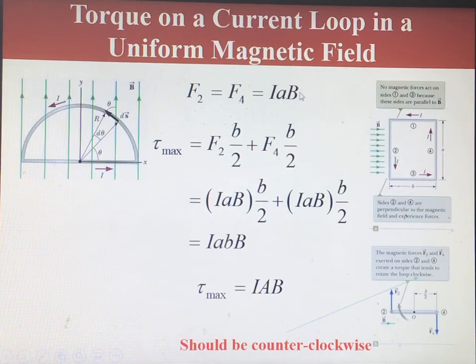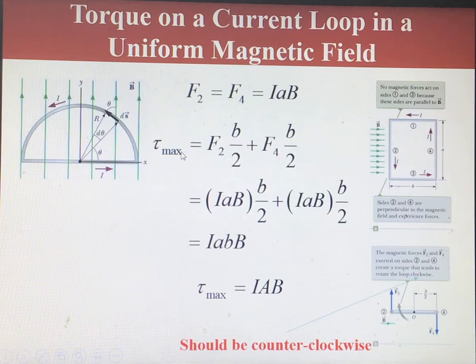Now notice that there was supposed to be a sine of theta right here, but because the angle is 90 degrees, sine of 90 degrees is just equal to 1. And so the magnitude of the force is just I times A times the strength of the magnetic field. Now I can calculate the torque.